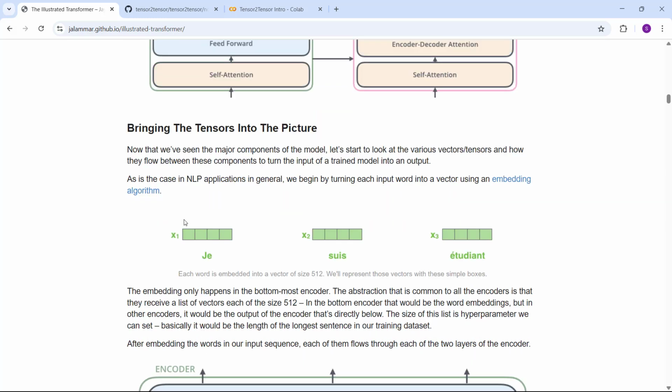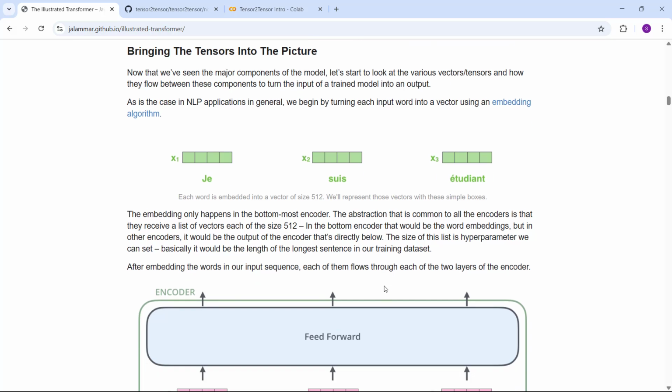So now let's understand the input. Each word may be split into multiple tokens, so not just one word to one token. But just to keep it simple, let's assume one word is converted to one token, just for understanding. So this is the input text that will be converted to tokens, and then we will get the token ID.